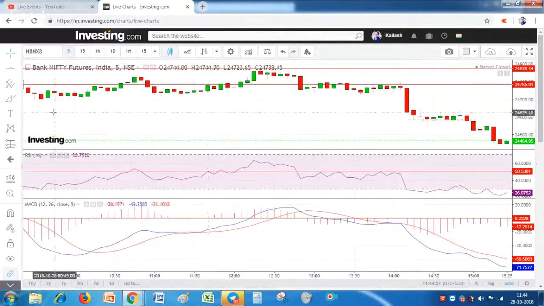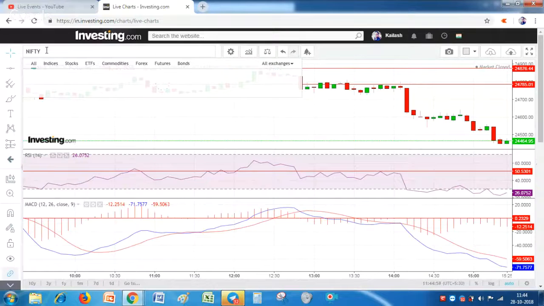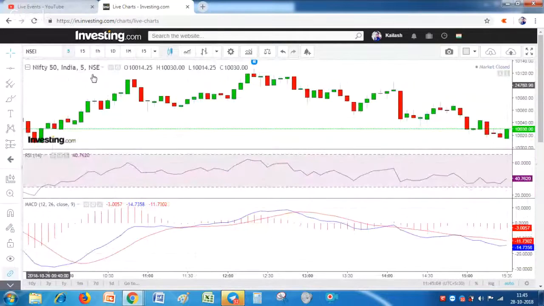Okay, friends, is this clear? Some people are saying about Nifty also. Let us go to Nifty. So friends, follow it strictly. Follow the system strictly. Let us check with Nifty 50. Okay, this is a Nifty 50 chart.